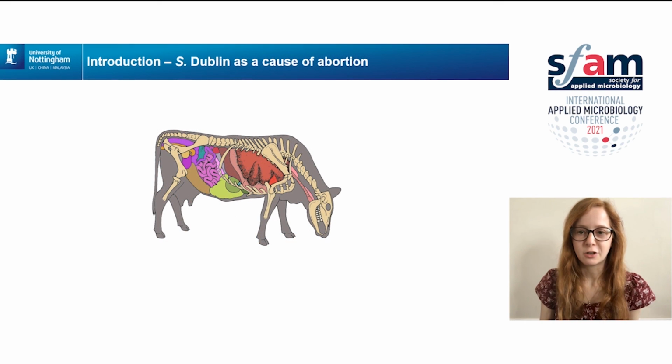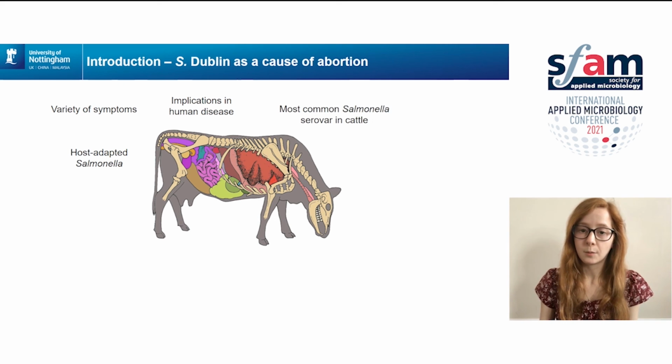Salmonella enterica serovar Dublin is a host-adapted pathogen capable of causing a variety of disease outcomes in a variety of species. In humans, infection is thought to occur via consumption of contaminated beef and dairy products, and disease can be severe, often requiring hospitalisation. In cattle, it's the most commonly isolated Salmonella serovar in the UK.